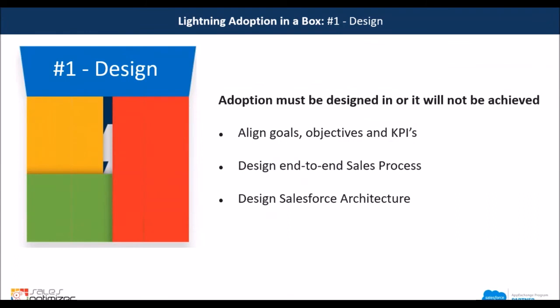The first component of lightning adoption in a box is essentially the design. Adoption must be built in or it will not be achieved. Too often, the design does not consider all of the key things that are necessary to drive good adoption. Things like aligning your goals and objectives, your KPIs, metrics to the business design, and an end-to-end sales process that enables the achievement of these goals and objectives and KPIs. And then finally, designing Salesforce architecture to support the end-to-end process to help you achieve your goals, objectives, and metrics.